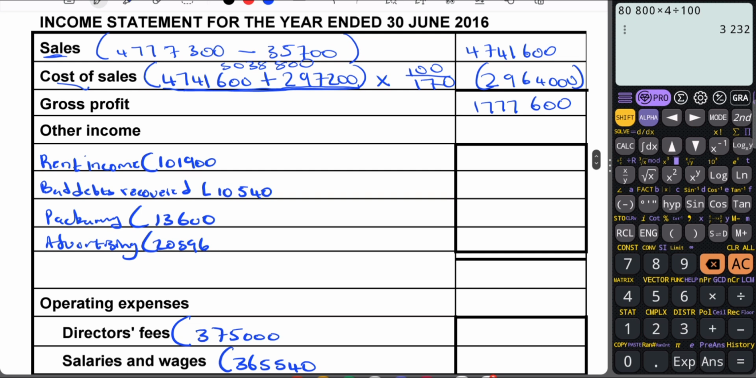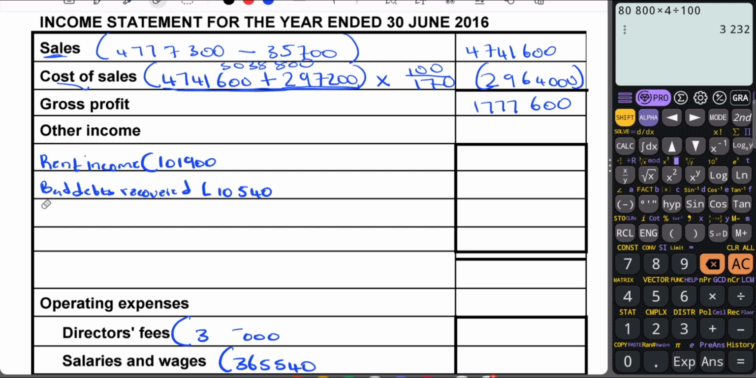Other income, other income. I'm sorry here guys, I think I made a mistake here. Packing material goes to other operating expenses.